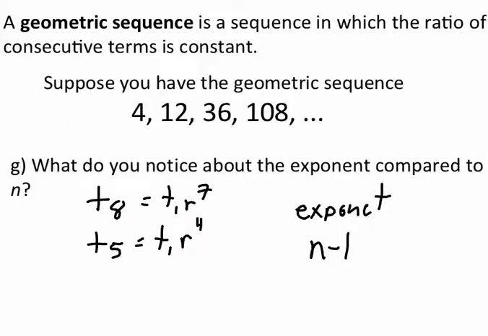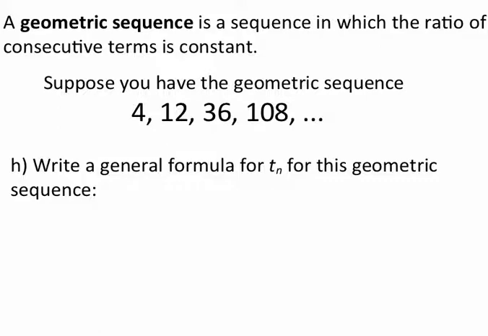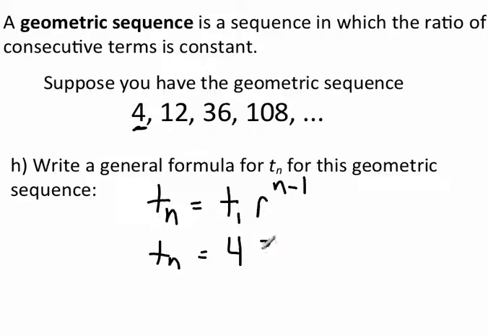And we can use this information to write a general formula for this geometric sequence. The general formula is trying to find the Tn for this sequence. We start with our first term, T1, and we're going to multiply it by r to the n minus 1. So our formula for this sequence is Tn equals 4 times 3, let's put that in brackets, to the n minus 1. And that will allow us to find any term in this sequence.